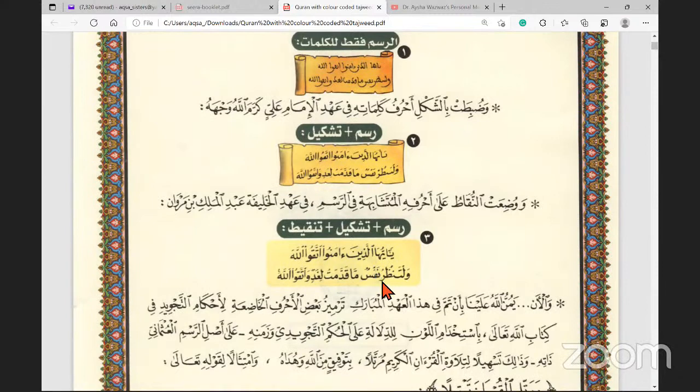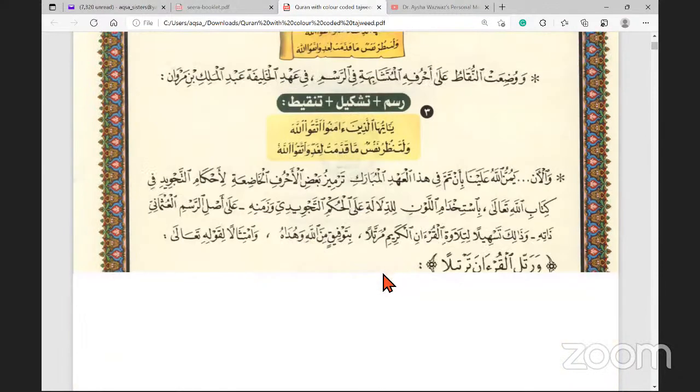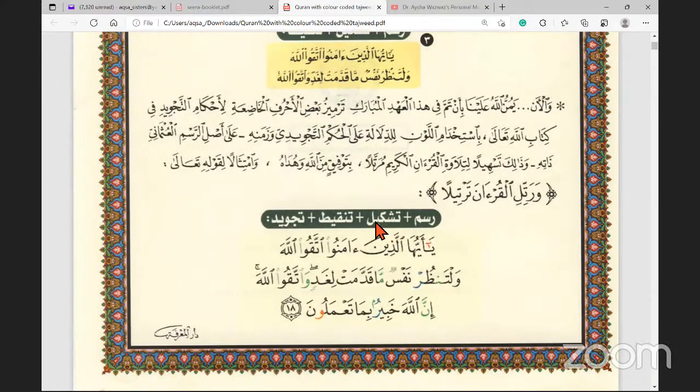You see the difference? Now, let's move on right there. Of course, in the final version, what you have right here, they actually wanted to add more than just the letters and the writing and how you pronounce the letter, but they also wanted to add those areas of tajweed as well.